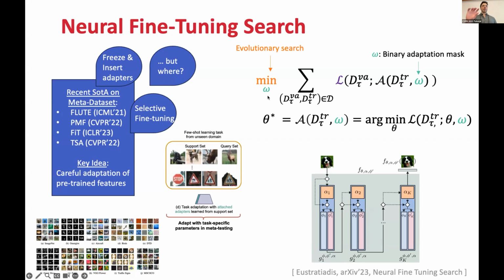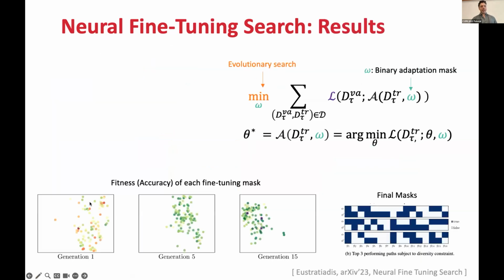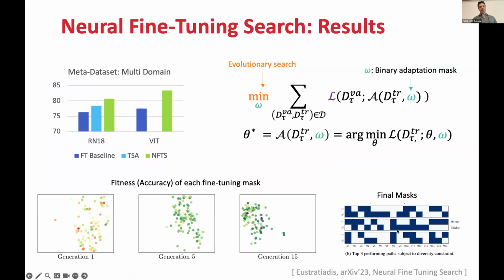And because this which to fine-tune or not is very discrete, we searched it with evolutionary search. Yeah, that's just a technical detail. And basically you can find some really nice masks like this. Fine-tuning the first half and freezing the second half is a typical thing that people might do, but actually the fine-tuning masks you get look something like this, which are a bit hard to interpret.